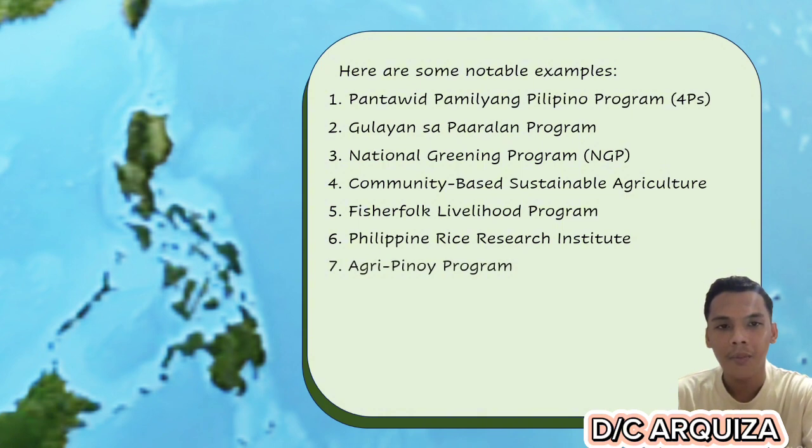Number 7. The Agri-Pinoy Program. The Agri-Pinoy Program was an initiative by the Philippine government aimed at modernizing the agriculture and fisheries sectors in the country. It focused on improving productivity, increasing incomes, and ensuring food security for Filipino farmers and fisher folk. The program integrated various efforts such as providing support services, infrastructure development, technology dissemination, access to credit, market linkage, and capacity building for rural communities engaged in agriculture and fisheries. The goal was to uplift the livelihood of farmers and fisher folk while promoting sustainable and resilient agricultural practices across the Philippines.